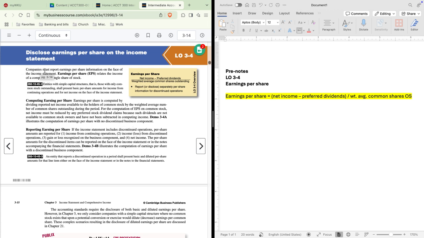Now, as I start skimming this, I'm going to read out this first little paragraph here. Companies must report earnings per share on the face of the income statement. So I'm going to make a note of that. EPS must be reported on the face of the income statement. Okay. Now, what I'm doing here is I am creating notes in a Word document.